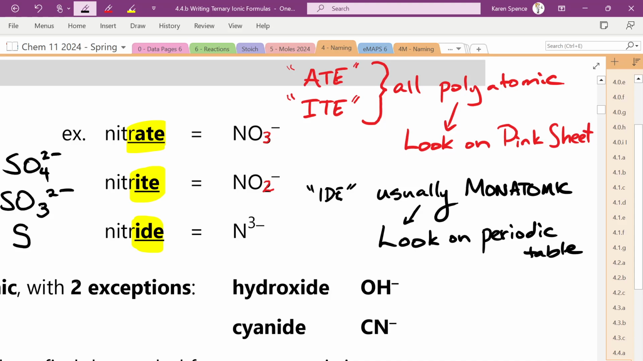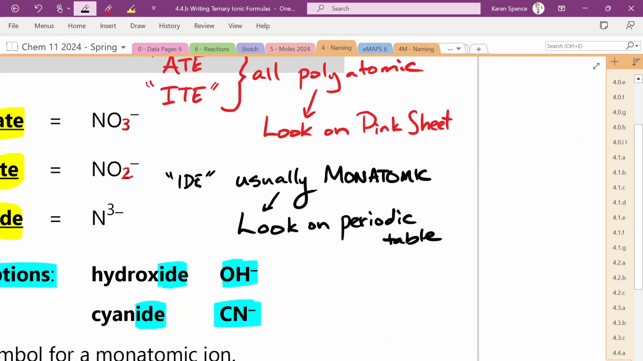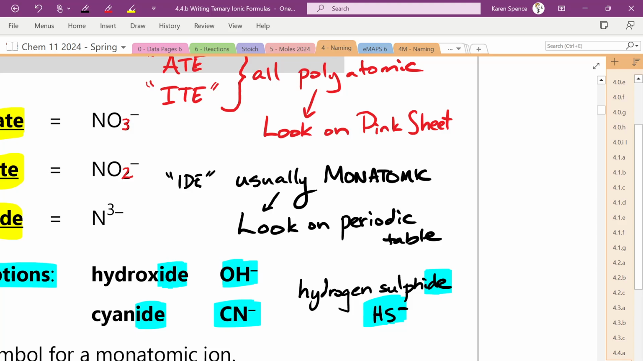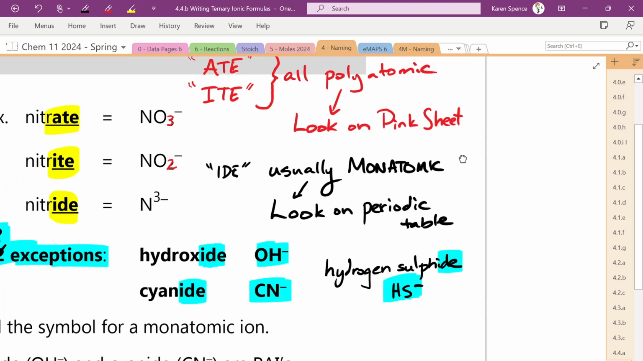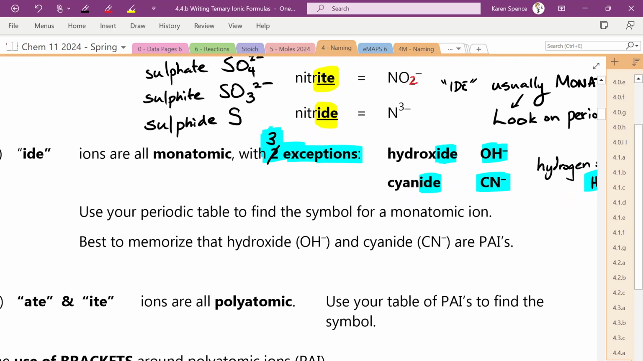There are actually 3 exceptions. There is hydroxide. Okay, so we do have an ide on hydroxide, and that is a polyatomic. There is cyanide, which is CN minus, and there is also hydrogen sulfide, which is HS minus. Those are polyatomics that end in ide, but there's really only the 3 of them. Okay, but normally if you see ide, just look on your periodic table. All ates and ites are polyatomic.